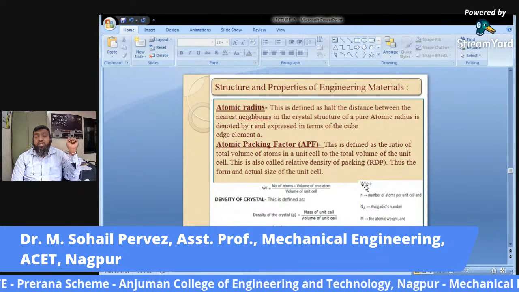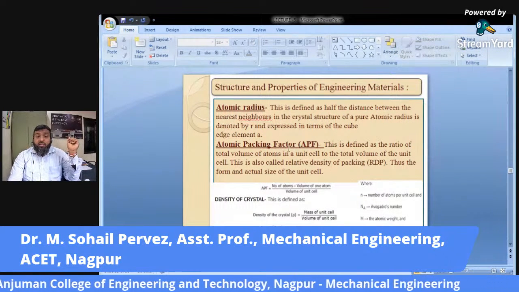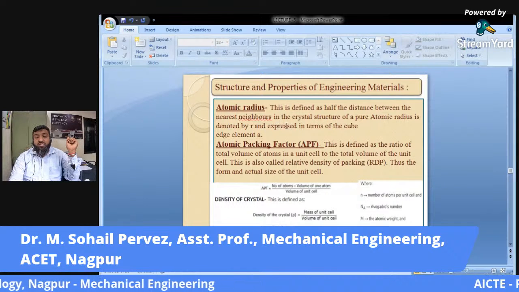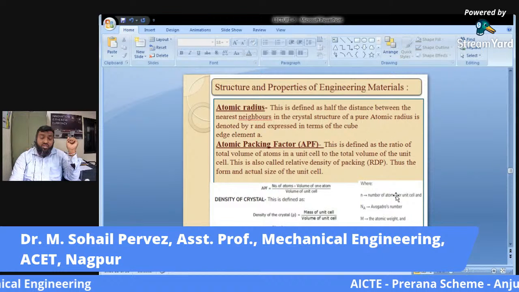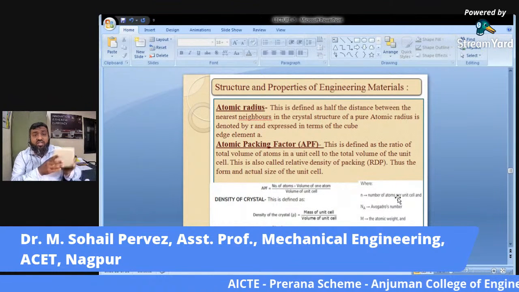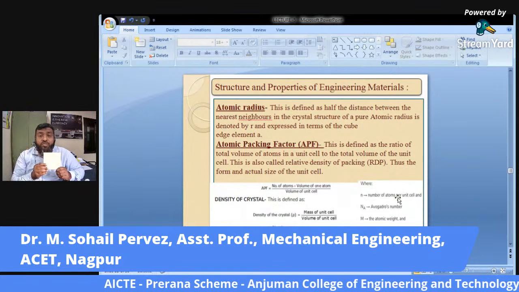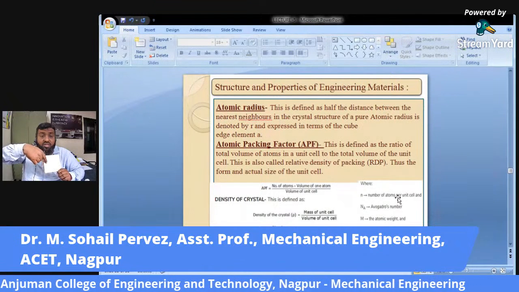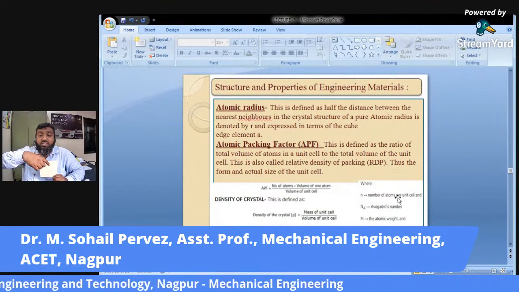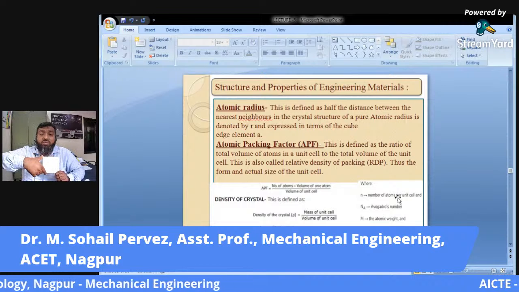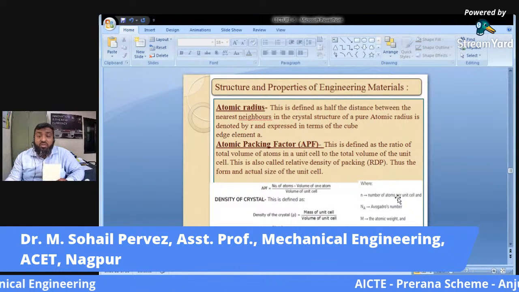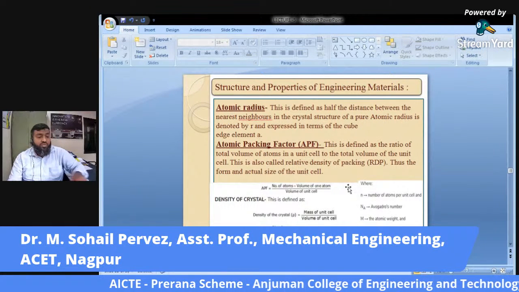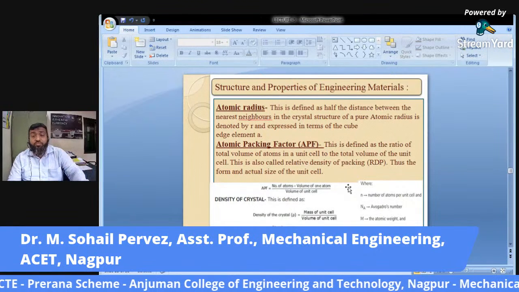Again, the next definition, atomic radius. Atomic radius is defined as half the distance between nearest neighbors in the crystal structure. So if this is the crystal structure, then what is the radius? Half the distance, say this is half the distance. This is called radius. Half the distance between the nearest neighbors in the crystal structure of a pure element is the atomic radius, denoted by R and expressed in terms of cube edge length A. So I'm repeatedly showing you this cube edge.